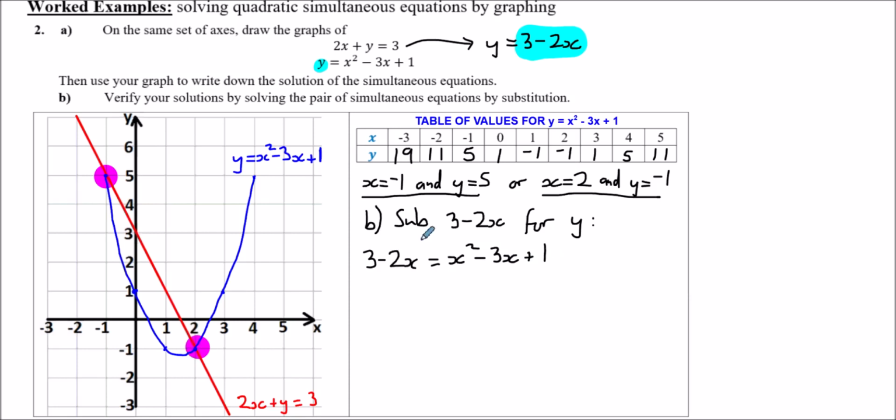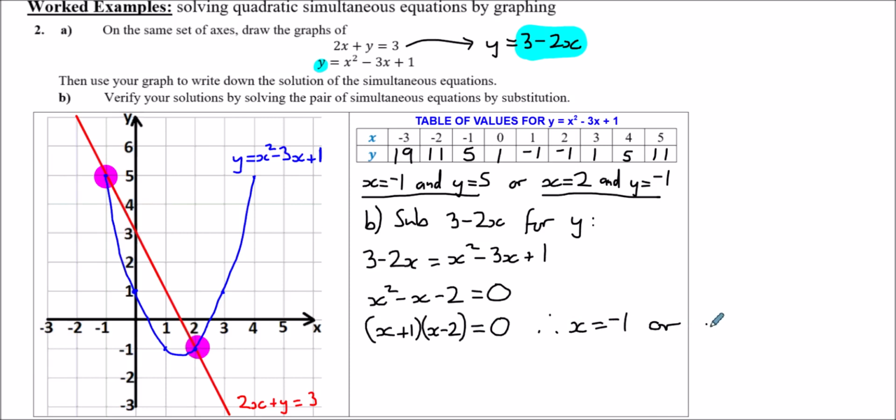We can rearrange this. If we add 2x to both sides, we get x squared minus x, then minus 3 from both sides, we get minus 2 equals 0. This now factorizes. We can say that's the same as x plus 1, x minus 2 equals 0. And we can see clearly now that this is going to have roots where x is equal to minus 1 from the first bracket, or from the second bracket, x is equal to 2. So now we consider both cases separately to work out the corresponding values for y.